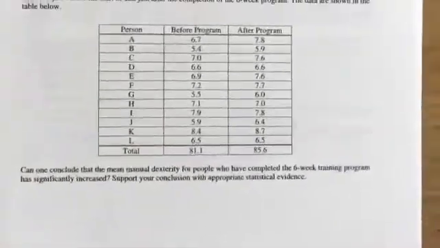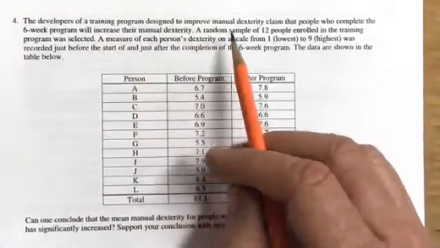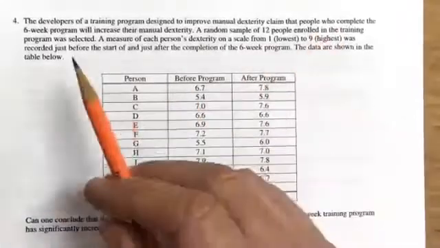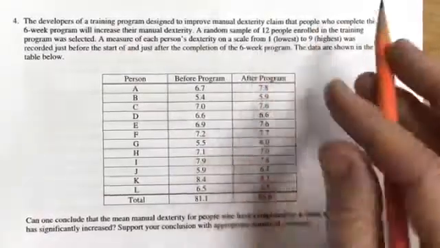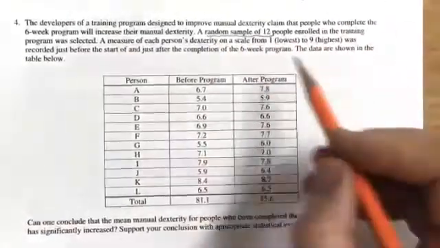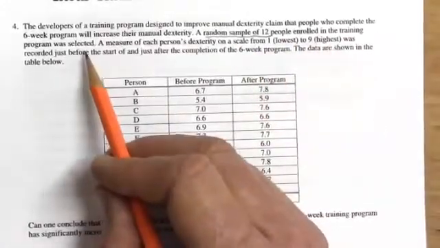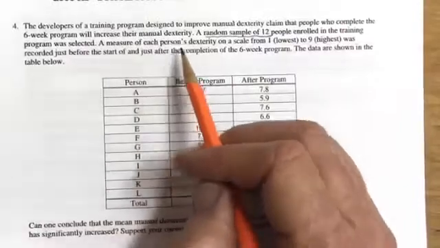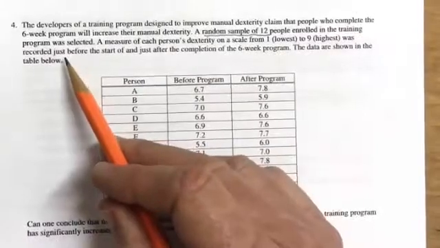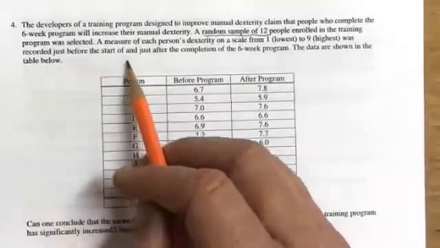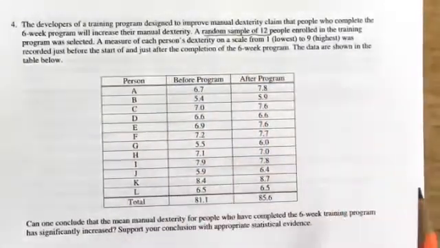So here we go. Number 4. So this one says, the developers of a training program designed to improve manual dexterity claim that people who complete a 6-week program will increase their manual dexterity. A random sample of 12 people, okay, that's good. Now we can generalize about all people from which we got that random sample, enrolled in the training program was selected. A measure of each person's dexterity on a scale from 1, the lowest, to 9, the highest, was recorded just before the start of and just after the completion of the 6-week program. The data are shown in the table below.